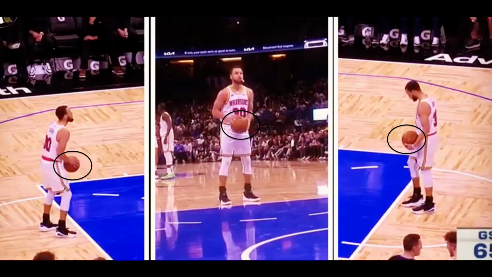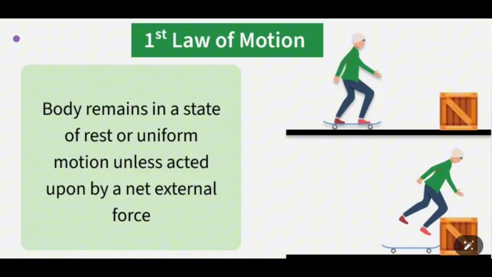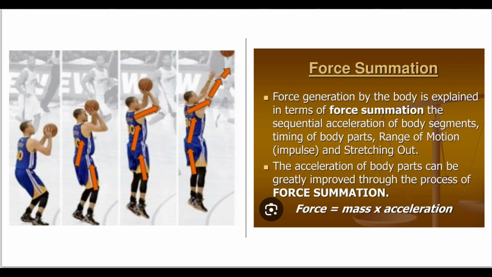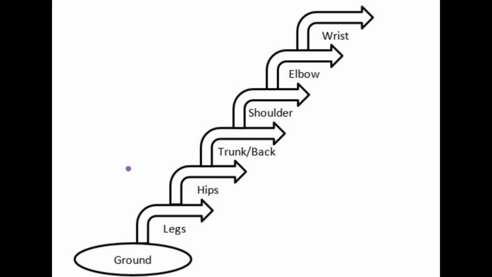Before initiating the shot, Steph holds the basketball in his hands, demonstrating Newton's first law of motion, as the ball remains at rest until acted upon by an external force. This is the beginning of force summation, where force is generated by different body parts and combined in a specific sequence to maximise total force. During the execution phase, Steph generates force through summation of momentum, using a kinetic chain.